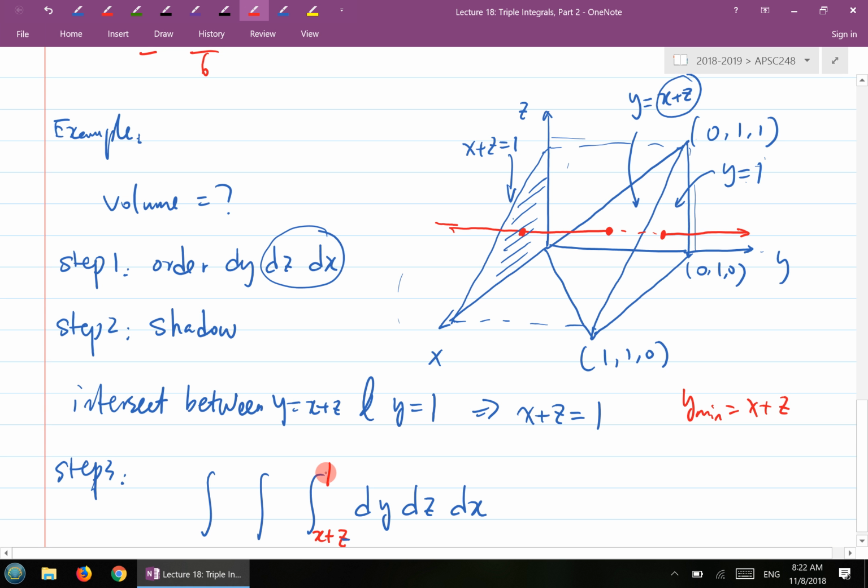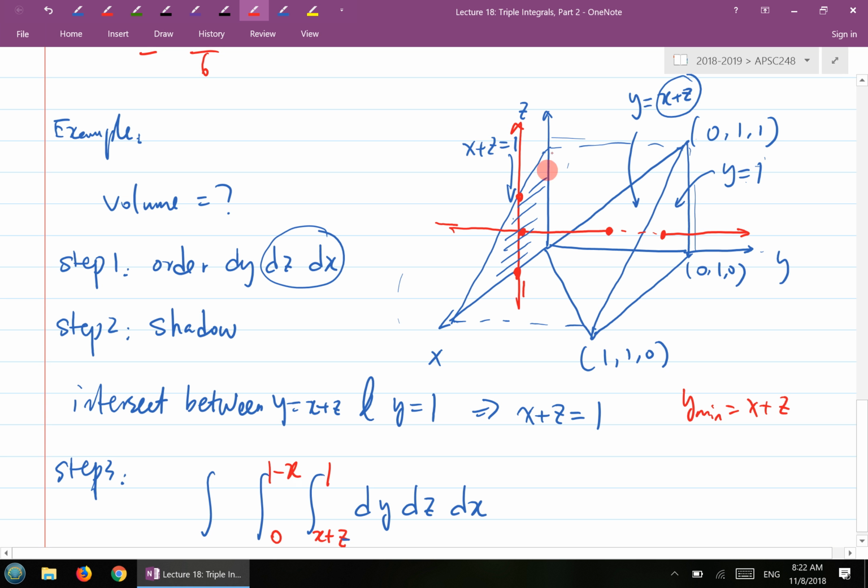Second step, then you work with the shadow. It deals with z first. So we draw an arrow line in the positive z-axis direction. The first contact falls onto the x-axis, basically z equal to 0. The second contact falls onto the edge of the shadow. That's the equation x plus z equal to 1. So z equal to 1 minus x is the z max.